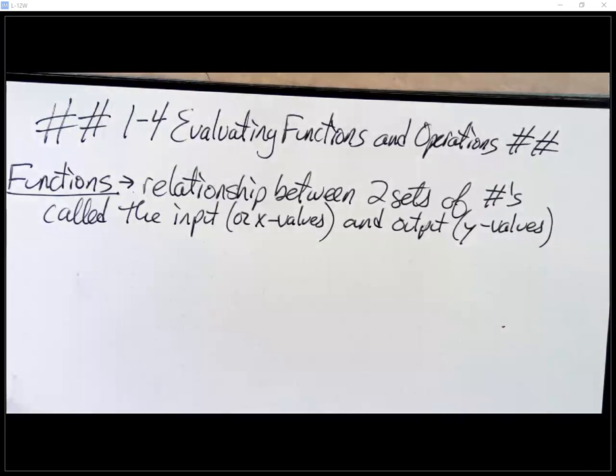There's more to it though. So just having the relationship, we call that a relation. You have these two sets of numbers that have something to do with each other. Now, if it just so happens where every input that I put in only gives me one output, that's what makes a function a function.